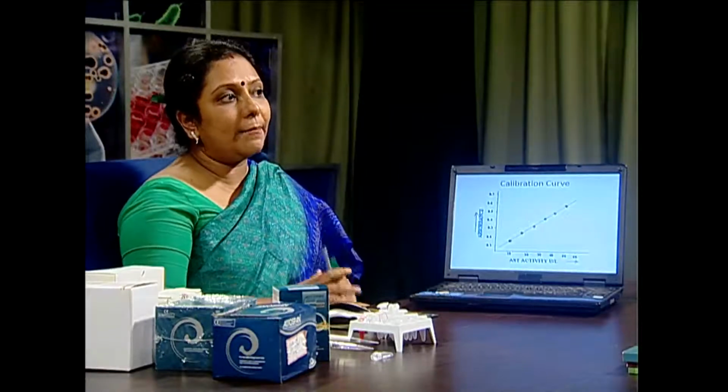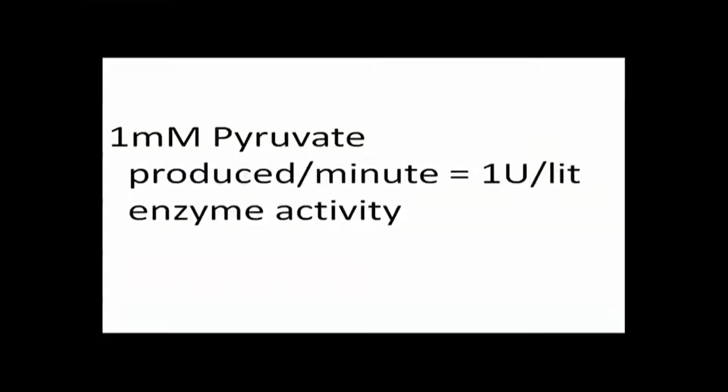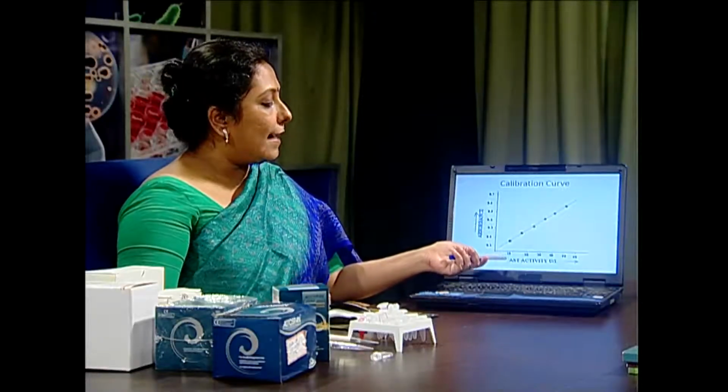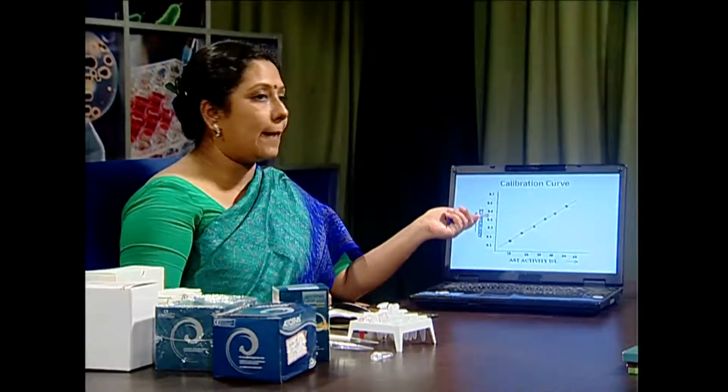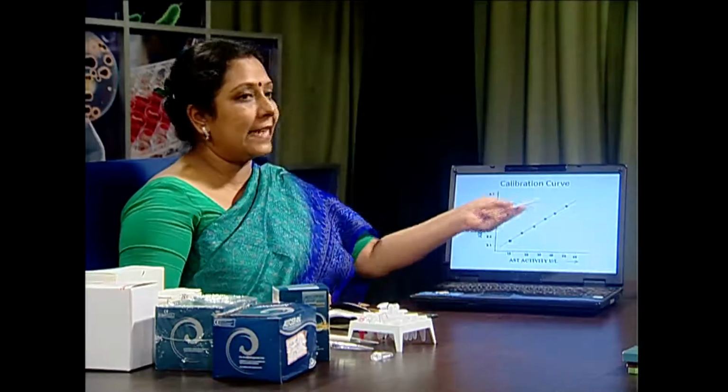Now, what are you getting by enzymatic activity? Again, pyruvate. Now, it is the standard method, that is, 1 millimole pyruvate produced per minute corresponds to 1 unit per liter enzyme activity. So, aspartate transaminase activity in units per liter versus absorbance will provide you a standard curve. Now, the pyruvate produced by your serum enzyme will be plotted here to get the enzymatic activity.